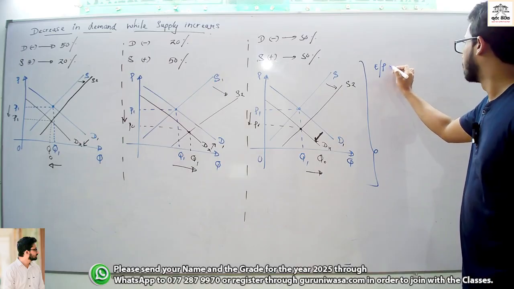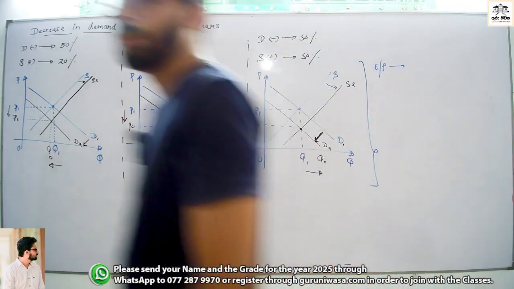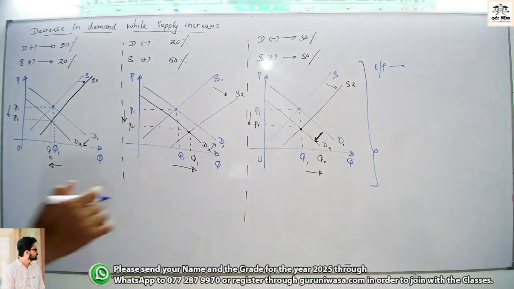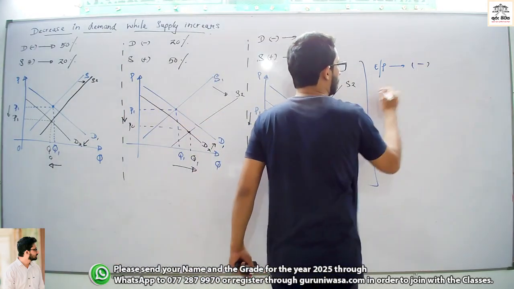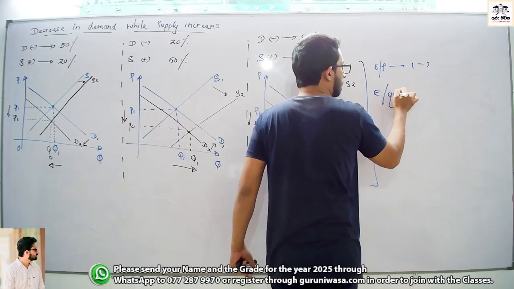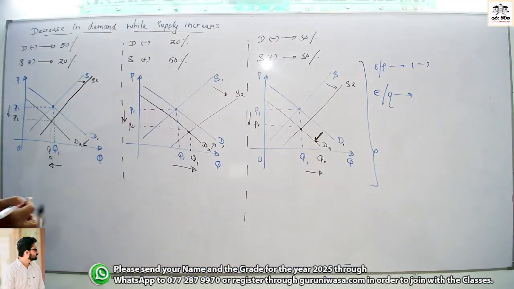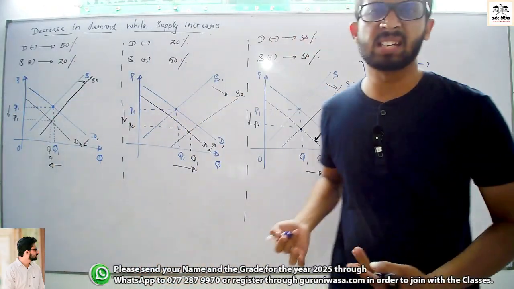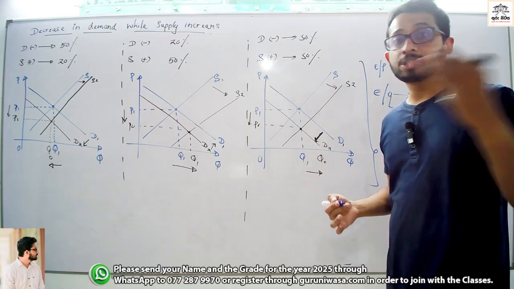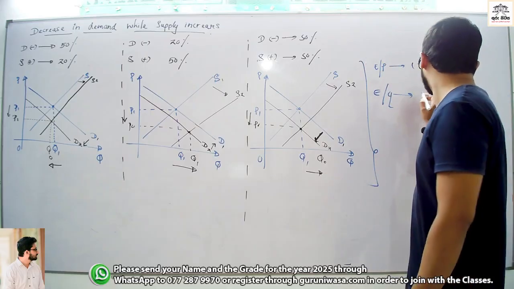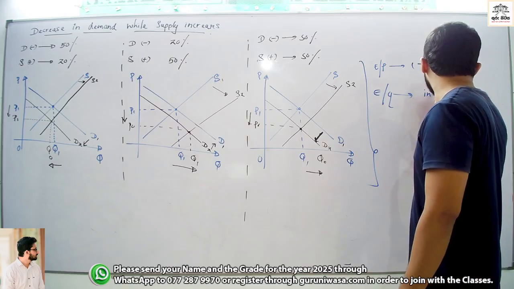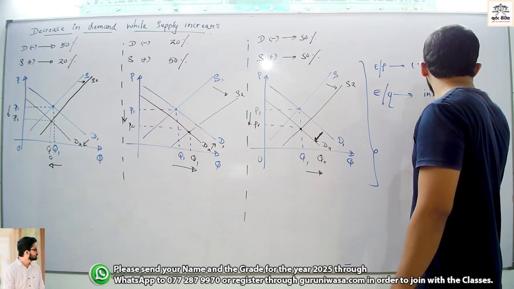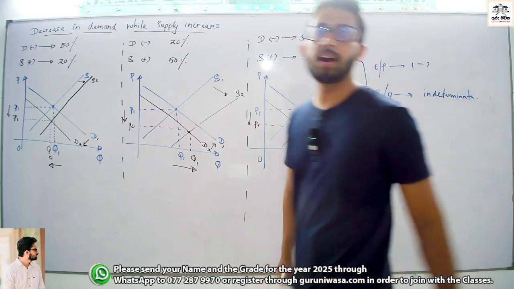Decreases. Yes, equilibrium price decreases. What about equilibrium quantity, Sanuli? Indeterminate. Okay, we cannot say what happens. It depends on which curve shifts more. Clear? It is indeterminate.